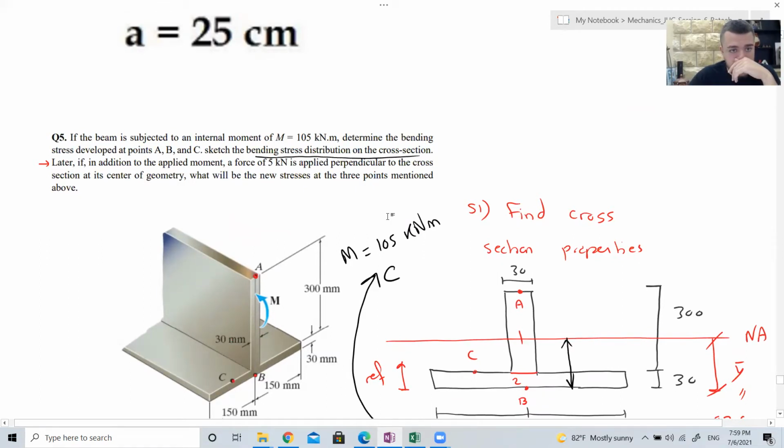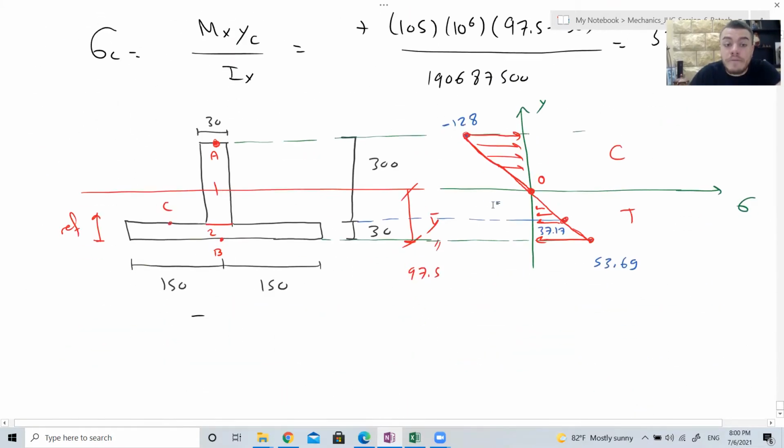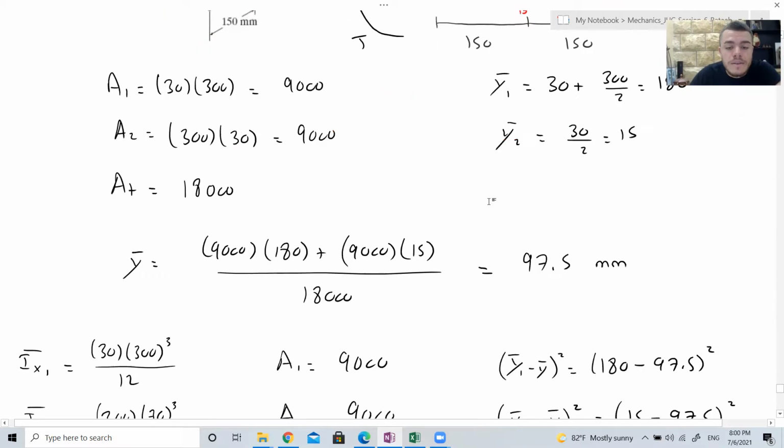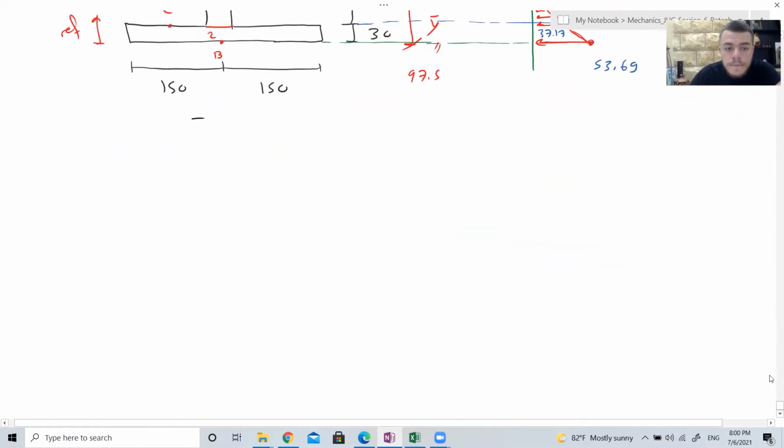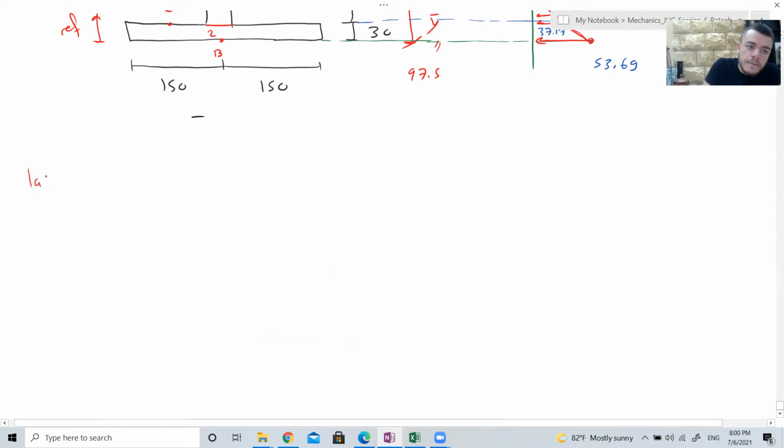Yes, doctor. Last question. If in addition to the applied moment a force of 5 kilonewton is applied perpendicular to the cross section at its center of gravity, what will be the new stresses at the 3 points? Now you have a force in part 3, the last part, acting perpendicular to the cross section.